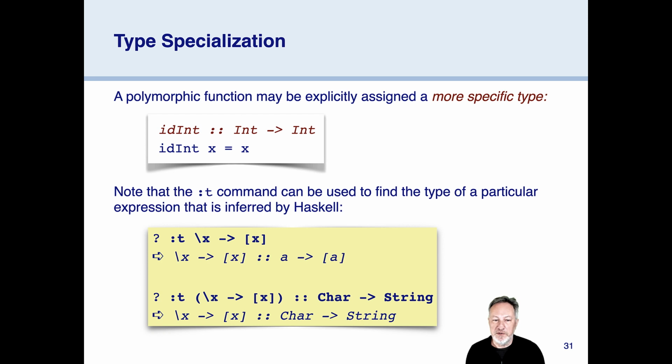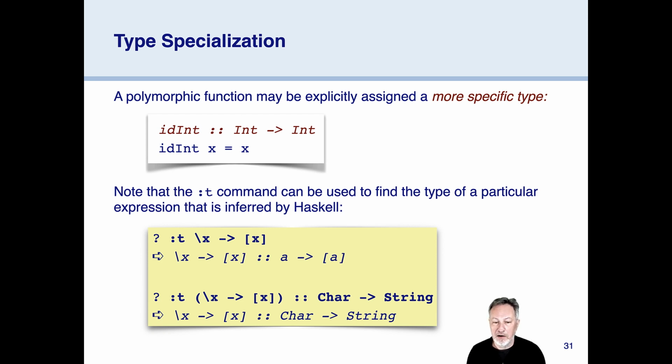We can also use the :t operator in Haskell to query what the type is of an arbitrary expression. So here, for example, we ask, what's the type of the anonymous function which takes an x? So this is a lambda that takes an x and returns the list containing x. And the Hindley-Milner type inference algorithm will look at that and very quickly tell us, well, the type of that is a arrow list of a, where a is a type variable.